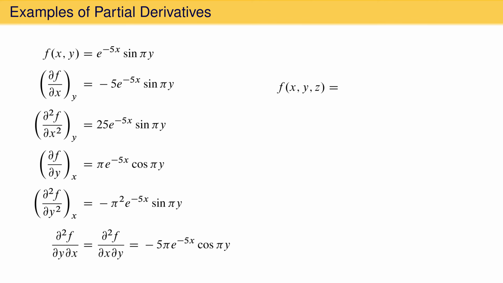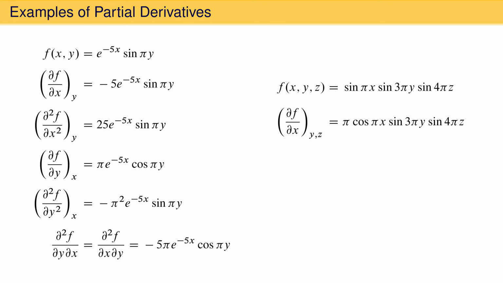A function of three variables is no more difficult. Let's consider sine pi x times sine 3 pi y times sine 4 pi z. The partial derivative with respect to x, treating both y and z as constants, is pi times cosine pi x times sine 3 pi y times sine 4 pi z. The constant pi in front comes from using the chain rule on sine pi x.